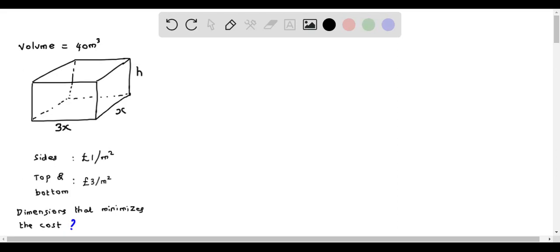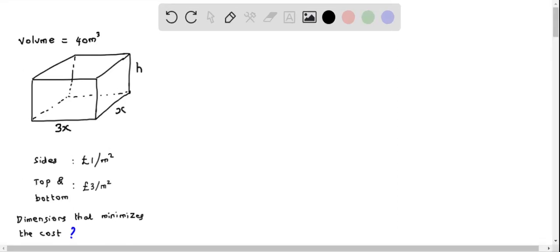We are given that the length of the base of the box is three times the width of the base. So considering x centimeter as the width of the box, the length of the box will be 3x. And let's say the height of the box be h centimeter. So let's find an expression for the height of the box in terms of x.